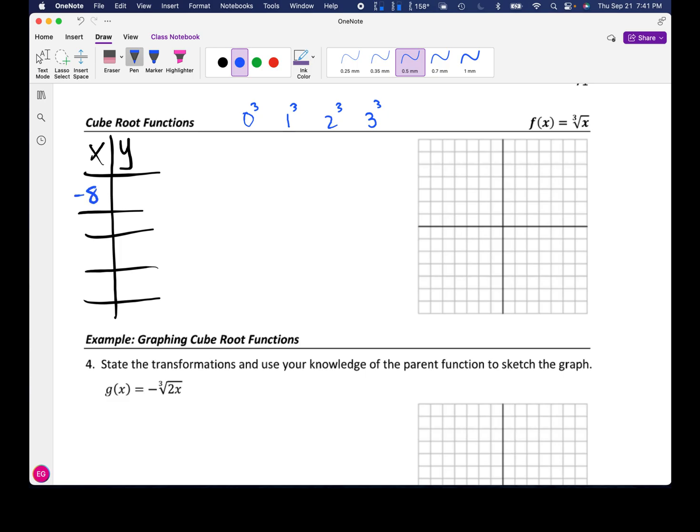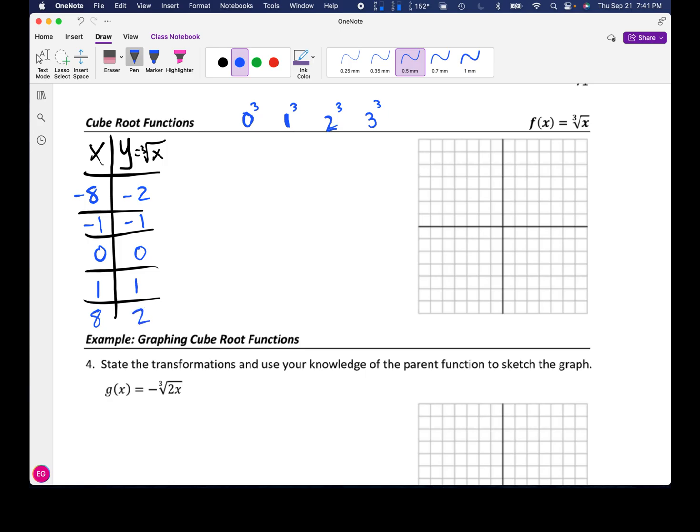Then I'll do its cube root, right? Because that's what y is. It's going to be the cube root of the x values. It's just going to be negative 2. If I do the cube root of negative 1, that's going to be negative 1. If I do the cube root of 0, that's 0. So I'm basically reverse engineering what these things are up here, in case you aren't following along. So 1 to the third would be 1, its cube root would be 1, and then if I did 2 to the third, that would be 8, and its cube root would be 2.